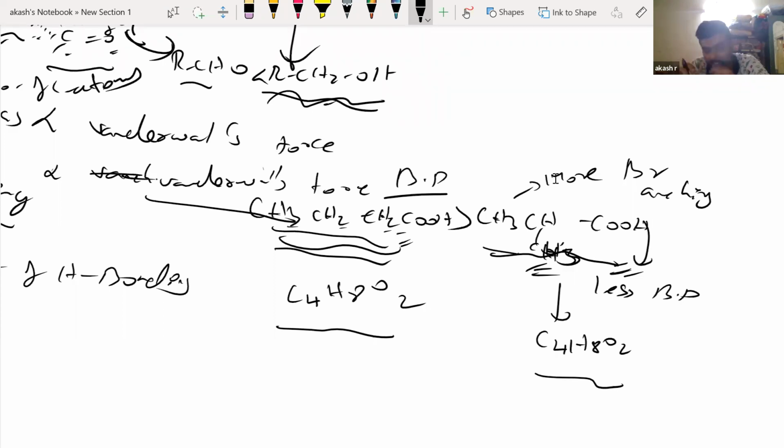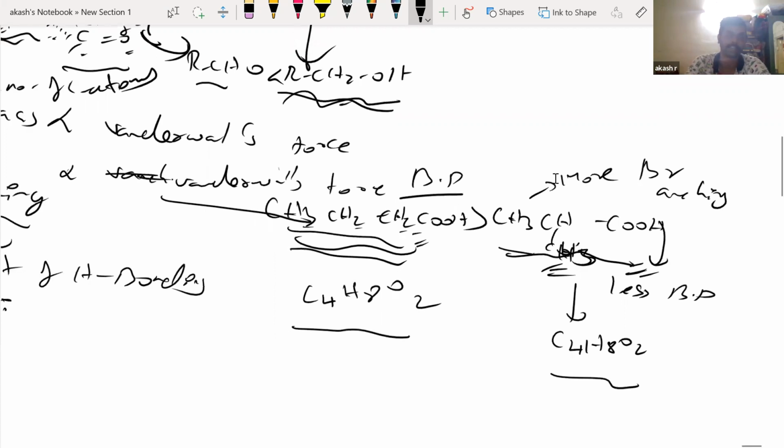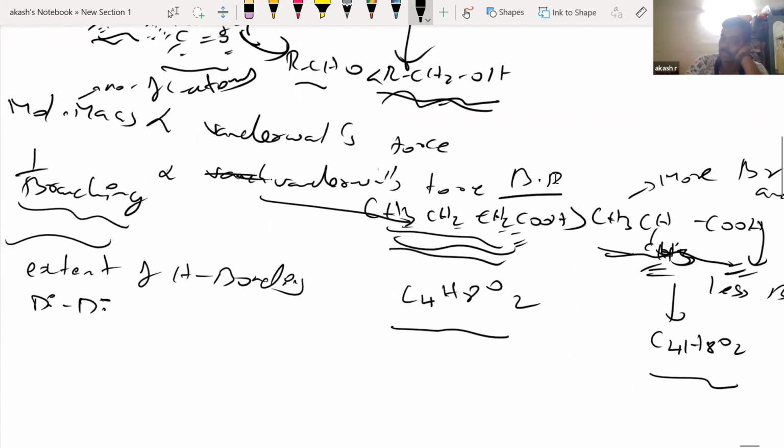So the first criterion we look for is molecular mass. Then if you have two isomers, that is obviously different branching. So with the same molecular mass but different isomers, you have to look for the branched one. The branched one will have the lower boiling point, and the non-branched one will have the higher boiling point. And the third one is the extent of hydrogen bonding.